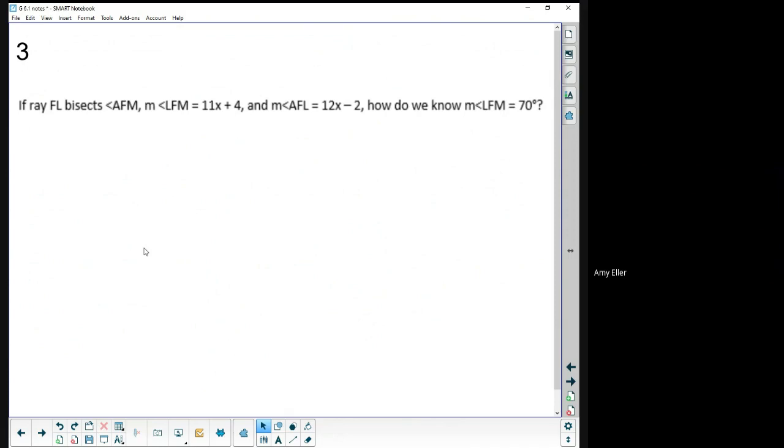If ray FL bisects angle AFM and blank, how do we know? So this is what we're not going to write about till the end. How do we know angle LFM is 70? I'll give you some time to draw your picture.